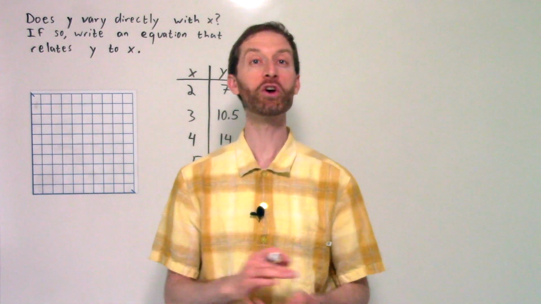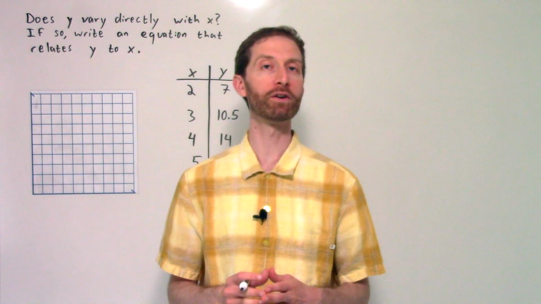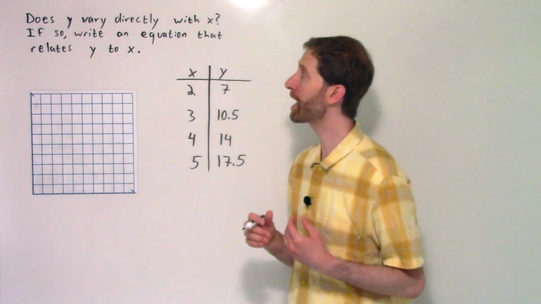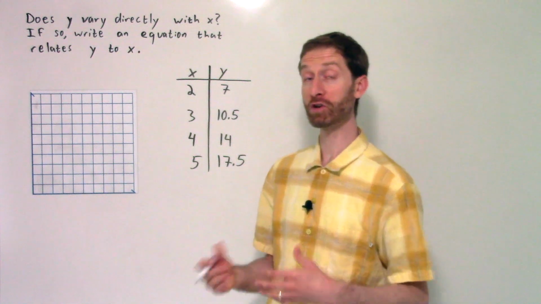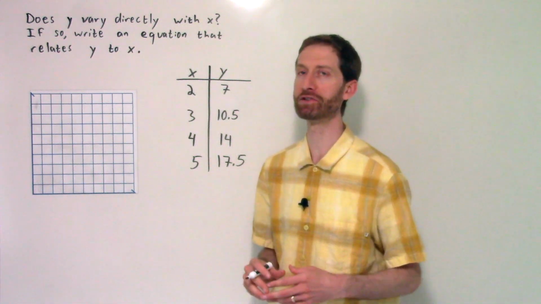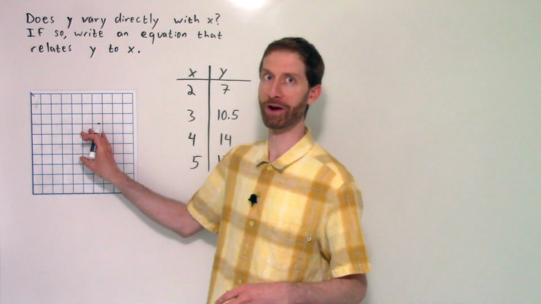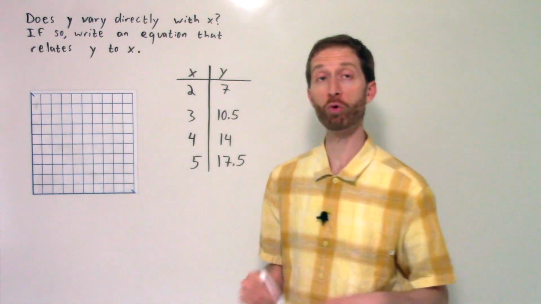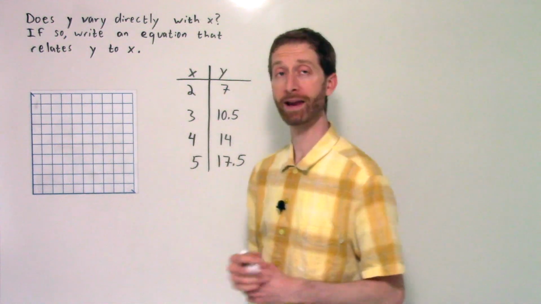In this video, we're going to go over a specific type of direct variation problem where you're given a table of data and then asked whether or not y varies directly with x. Let's dive into it. I'm also going to graph it too, by the way, which is pretty sweet. Does y vary directly with x? If so, write an equation that relates y to x.